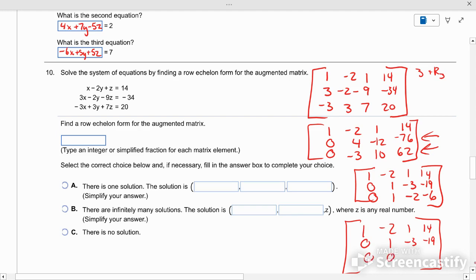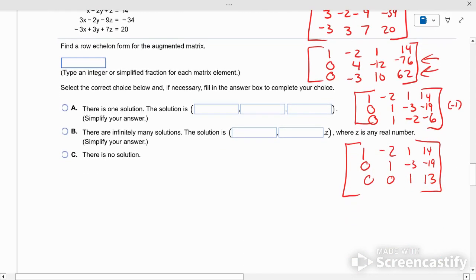How am I going to get 0? Well, if I take this times negative 1 and add it, I get 3. Ooh, I get 1 here. Perfect. If I take negative 1 times this and add it, I get, what, 13? Okay. So because of this, what? Did I screw it up? Oh. So I screwed this up.